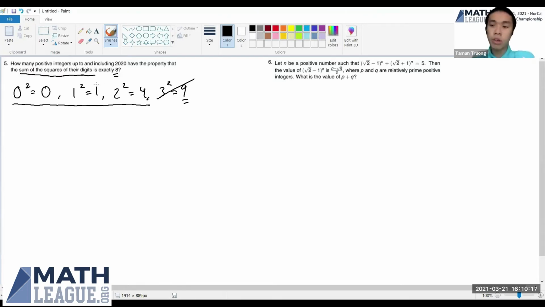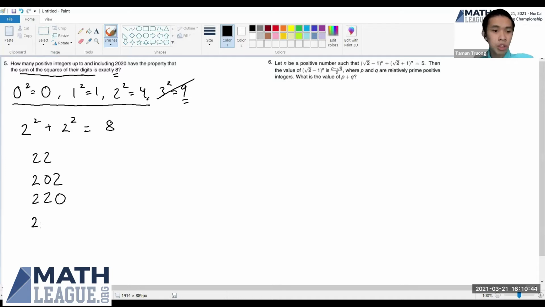And you can easily brute force through this, but the only way you can get the sum of the squares of the digits as 8 is when you have only two 2's that are squared. That's 8, and then any amount of zeros. So we'll start with 0 zeros. We have one possible number. That's a 2-digit number, 22. For 3-digit numbers, we have 202 and 220.